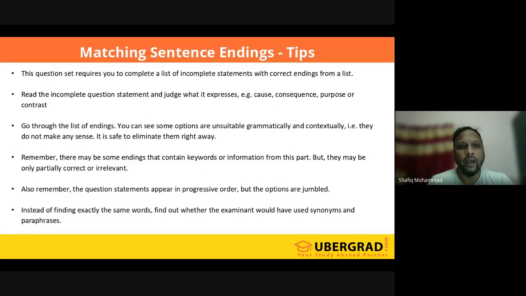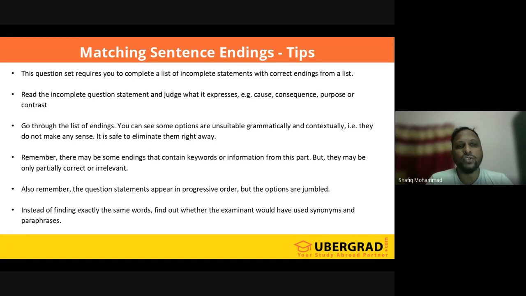The question set requires you to complete a list of incomplete statements with correct endings from a list. Obviously, half of the statement is given and half of the statement is given somewhere else in the options. You need to match them both. Okay, so that is what it's saying.